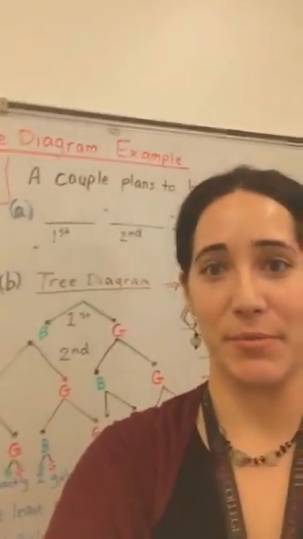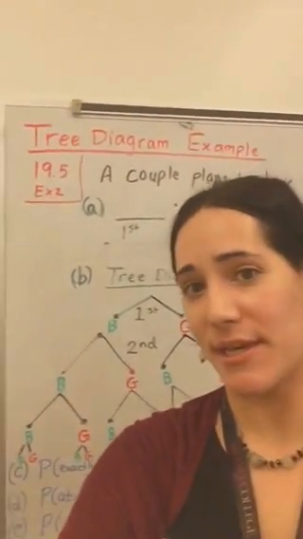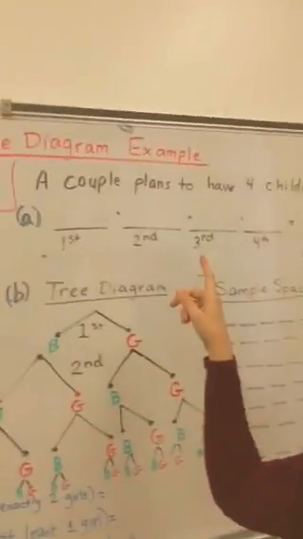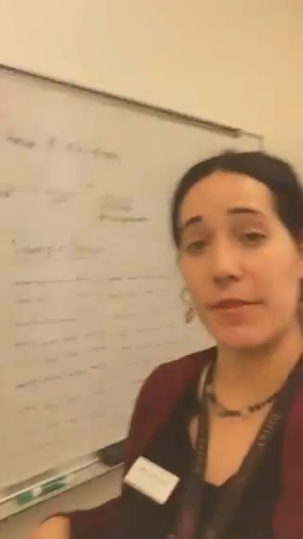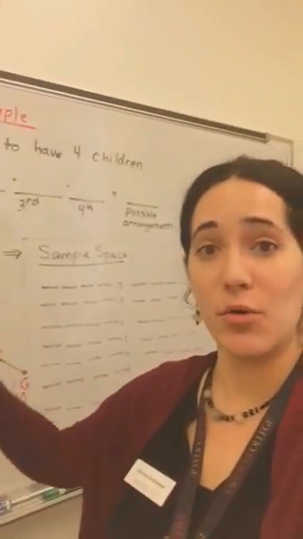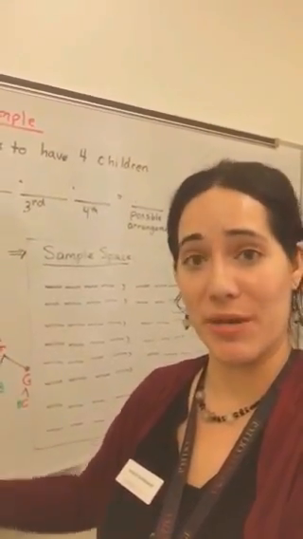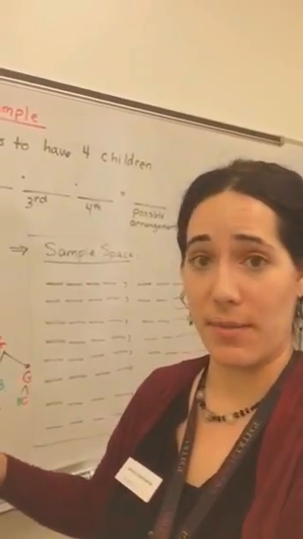Hi class, I wanted to do an example of tree diagrams, which you would see in section 19.5, example 3. It says, a couple plans to have 4 children. And in the first part, we're asked to find the total number of points in the sample space, or the total number of possible arrangements of children in this family.